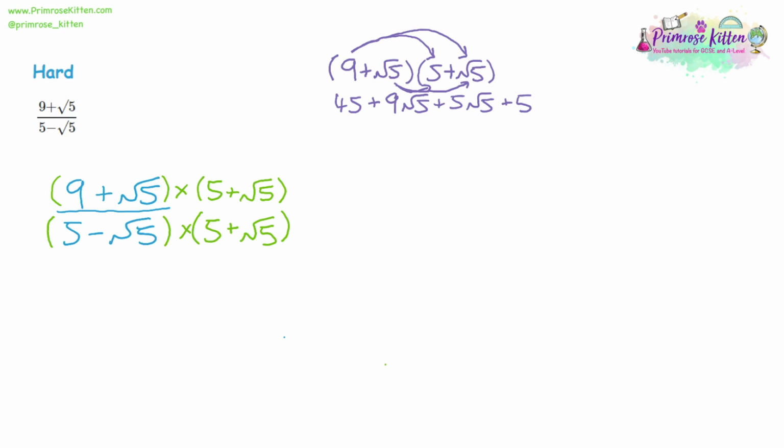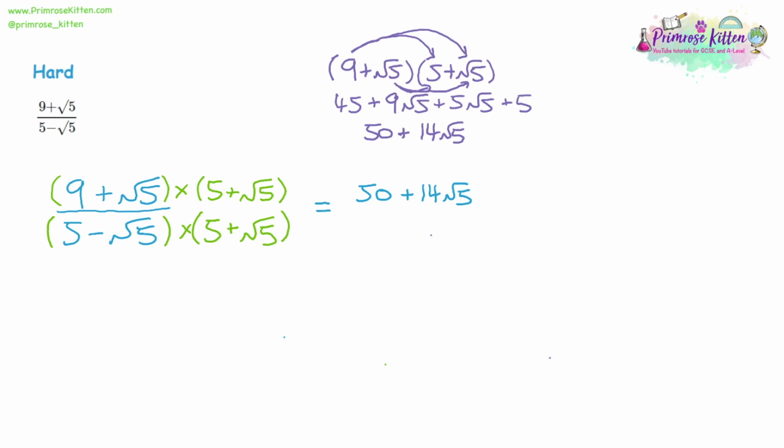So now let's add together the whole numbers. 45 plus 5 is 50. And let's add together the root 5 terms. 9 plus 5 is 14, so it's 14 lots of root 5. So that is going to be the numerator of our new fraction. 50 plus 14 root 5.